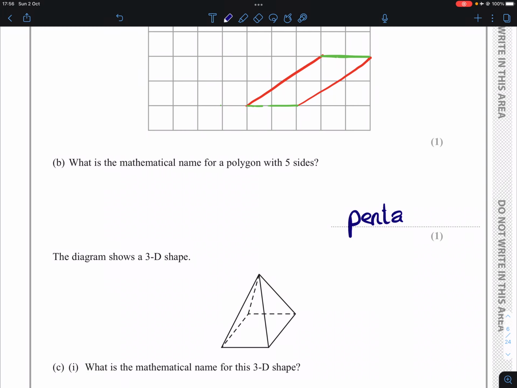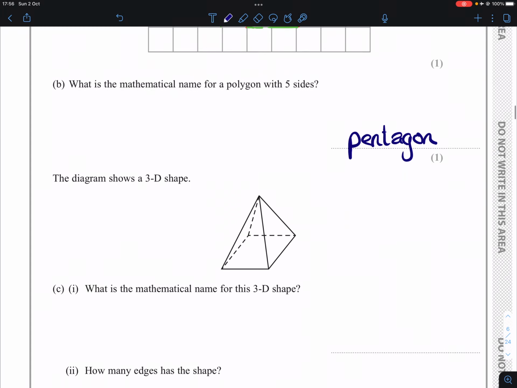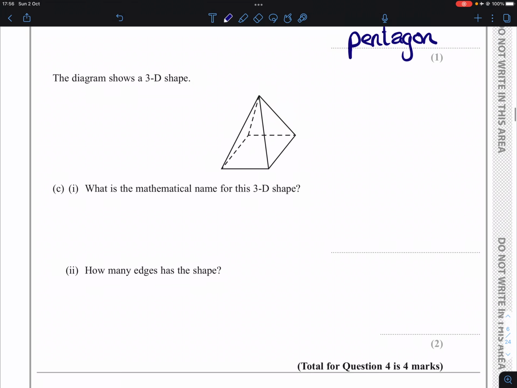Pentagon is the answer for that. Next, the diagram shows a 3D shape. What is the mathematical name for this 3D shape? A pyramid is technically enough for you to get the marks.